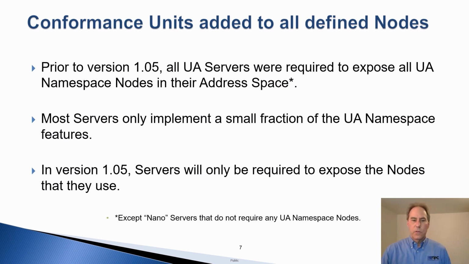So, in servers, prior to version 105, OPC UA servers were expected and required to expose all of the nodes defined in the UA namespace, what's known as namespace 0, in their address space. So everything that's in the node set file that's part of namespace 0 would be present in a server.